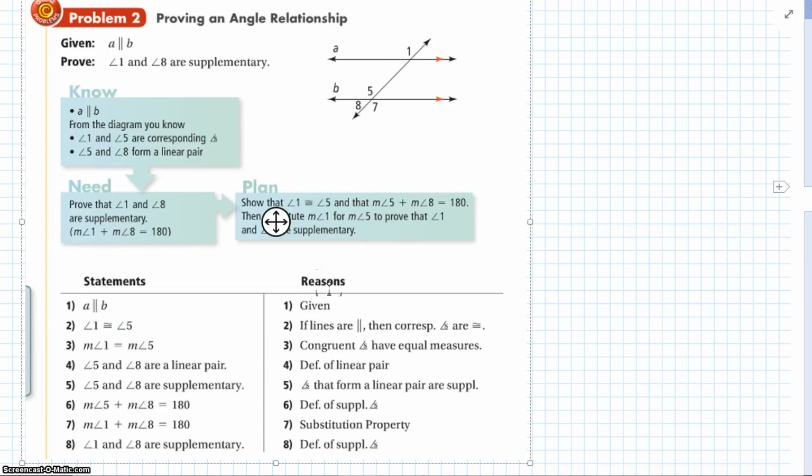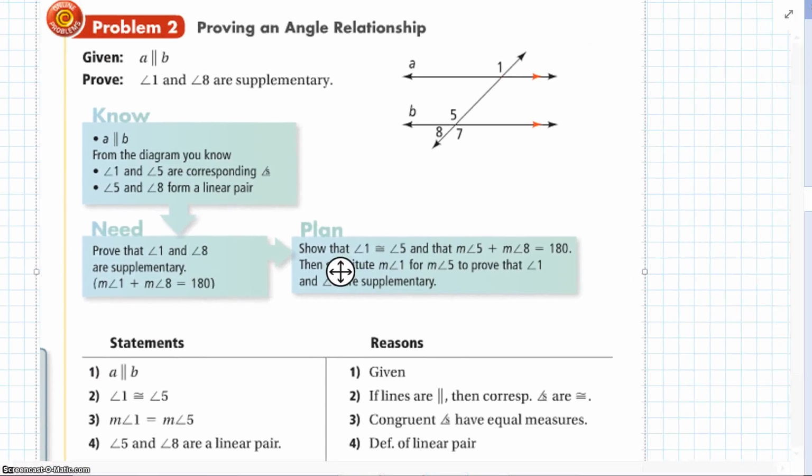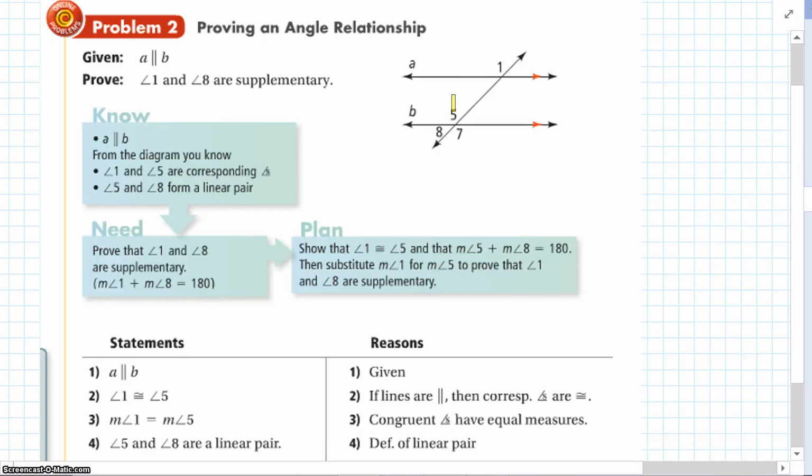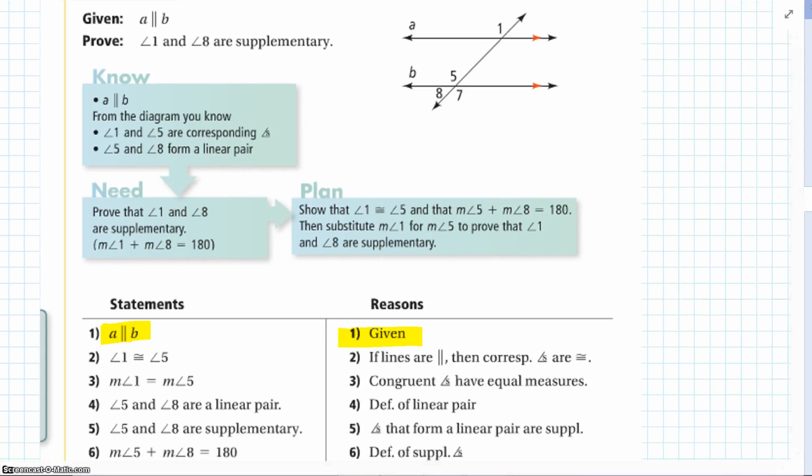So let's find angle relationships. Given lines A and B are parallel, prove that angles 1 and 8 are supplementary. Okay. Well, here's what we know. We know lines A and B are parallel; that was given. We know angles 1 and 5 are congruent based on corresponding angles. We know the measure of angle 1 is the same as the measure of angle 5, because congruent angles have equal measure.